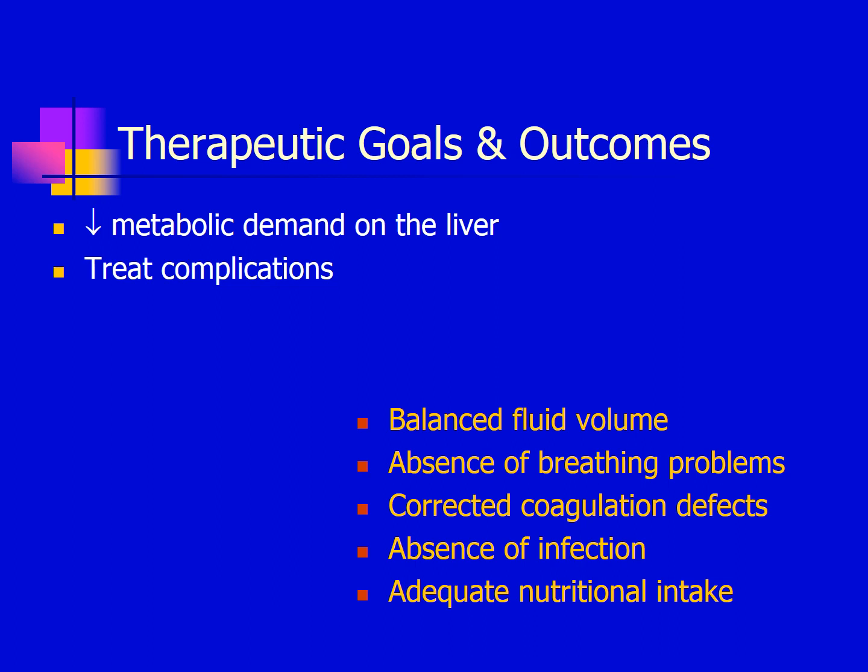So the goal is to decrease the metabolic demand on the liver, and of course treat the complications that may occur. So we're going to balance the fluid volume. We're going to make sure that there's no breathing problems. We're going to correct any coagulation defect. We're going to make sure that they don't have any infection, and make sure they have adequate nutritional intake. So that's the goals and the outcome. Next slide.